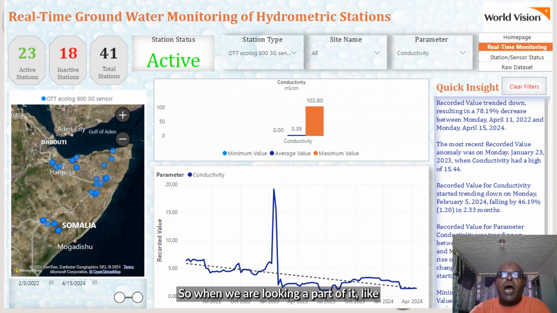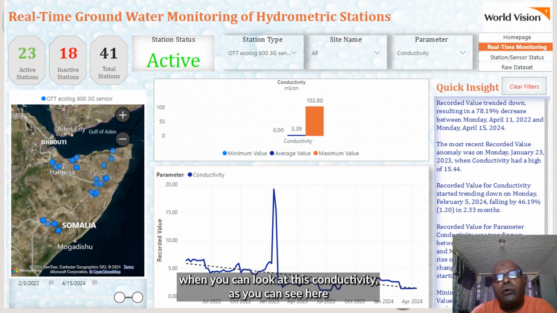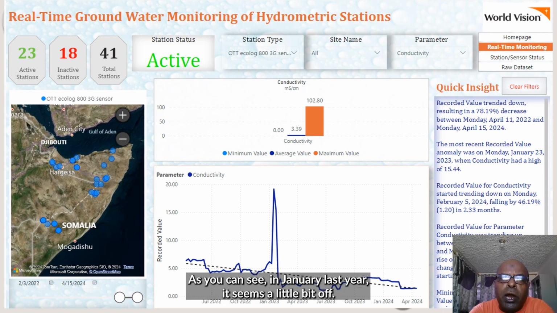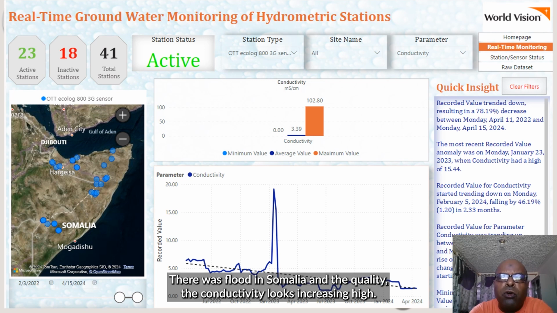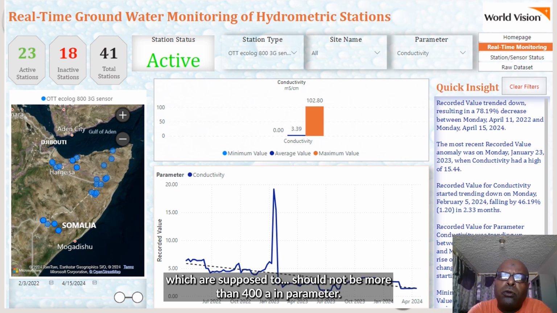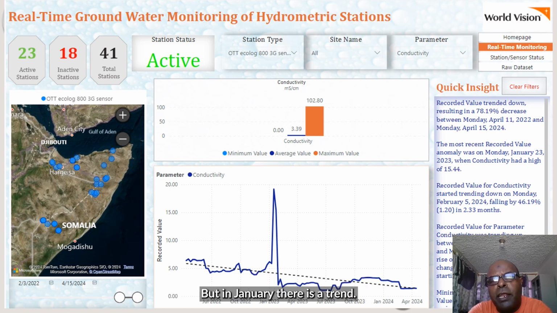So when we are looking at this conductivity, as you can see here alone, of course, the site names are many, cumulative. As you can see in January last year, it seems there was flood in Somalia, and the conductivity looks to be increasing high. Of course, the conductivity is measured in micro Siemens per centimeter, which should not be more than 400 as a parameter, but in January there is a trend.